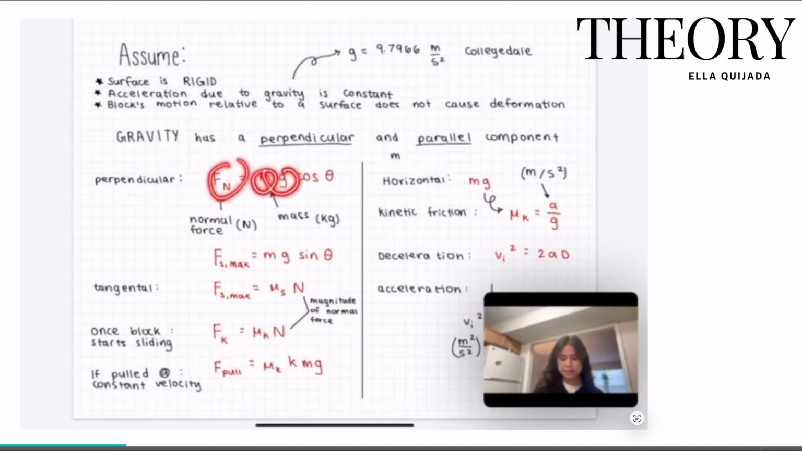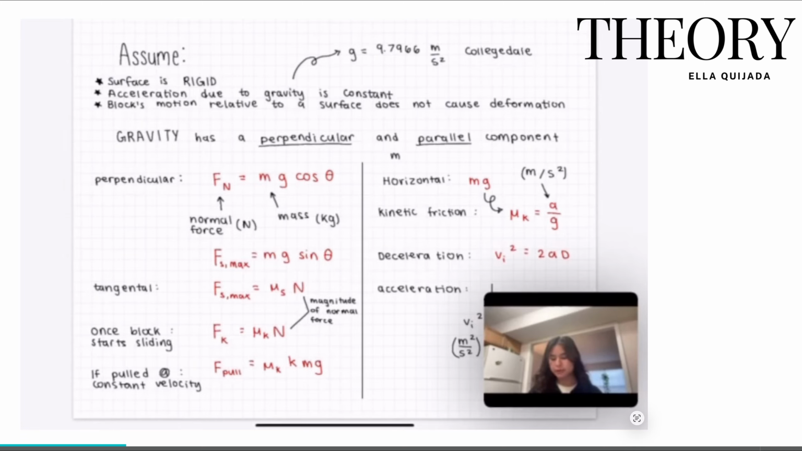So that's why you can see that normal force is equal to mass times gravity times cosine theta. Normal force is in newtons, mass is in kilograms, and gravity is constant at 9.966 meters per second squared in Collegedale. This shows that the surface adjusts to apply exactly enough force to keep it from accelerating. The frictional force is the tangential component of the contact force and opposes relative motion. If the block is stationary, then static friction takes values from 0 to a maximum.